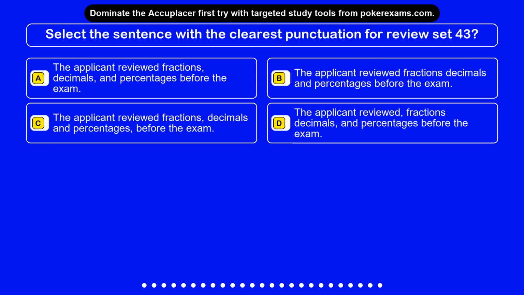Question 19. Select the sentence with the clearest punctuation for review set 43. Option A. The applicant reviewed fractions, decimals, and percentages before the exam. Option B. The applicant reviewed fractions, decimals, and percentages before the exam. Option C. The applicant reviewed fractions, decimals, and percentages before the exam. Option D. The applicant reviewed fractions, decimals, and percentages before the exam.